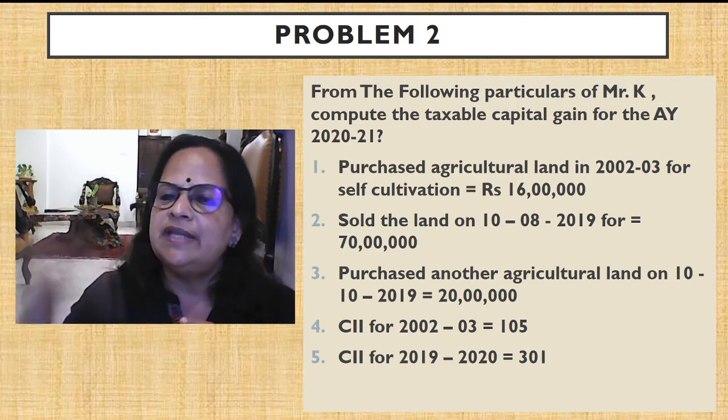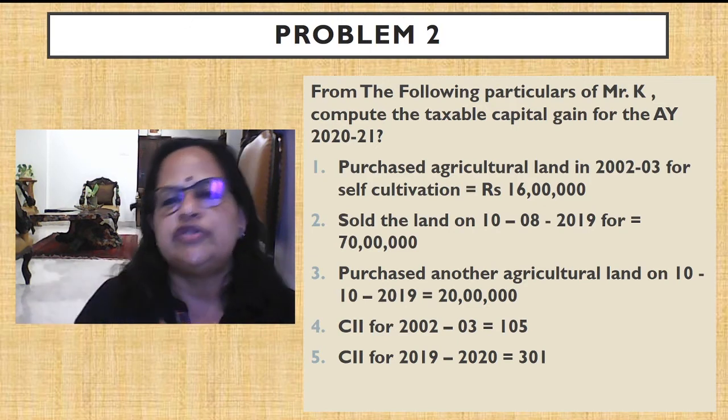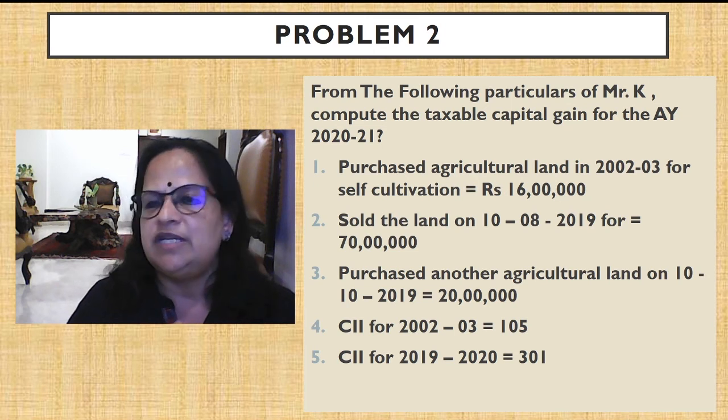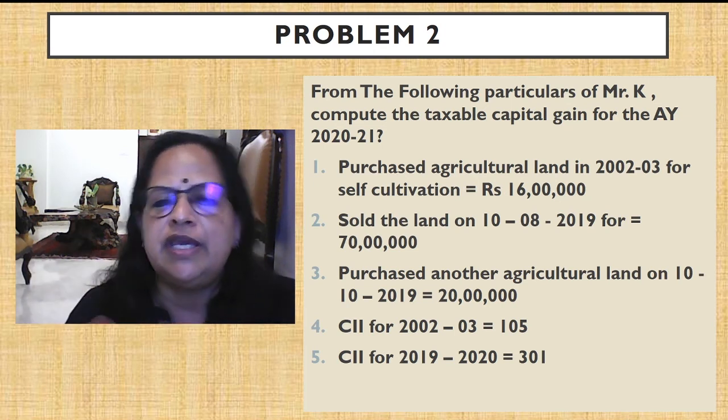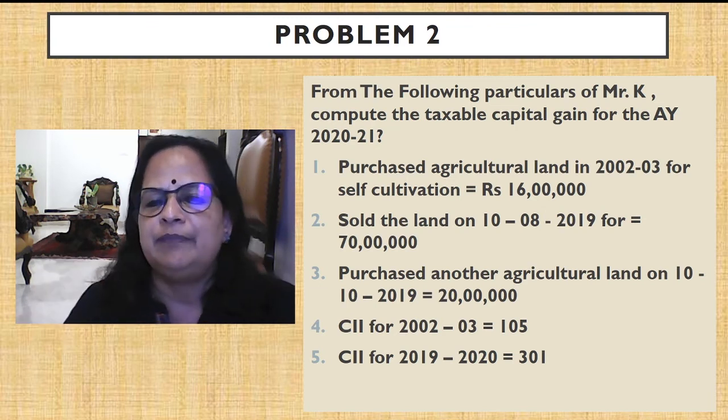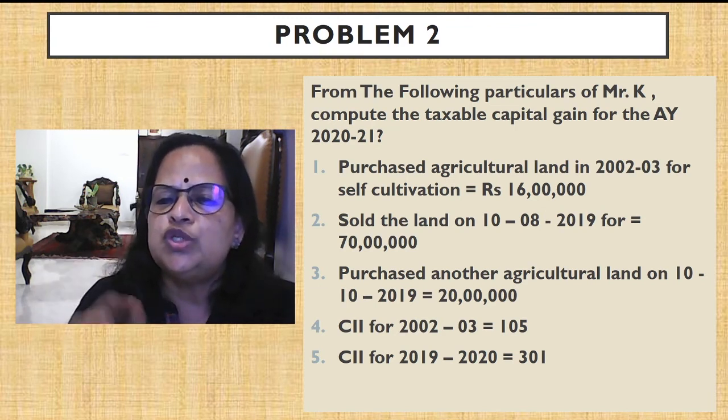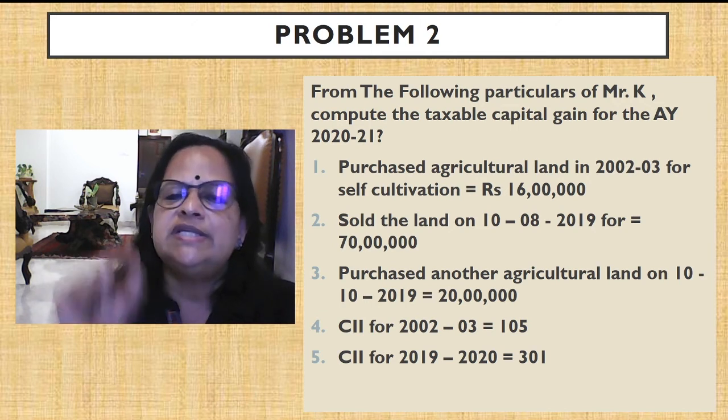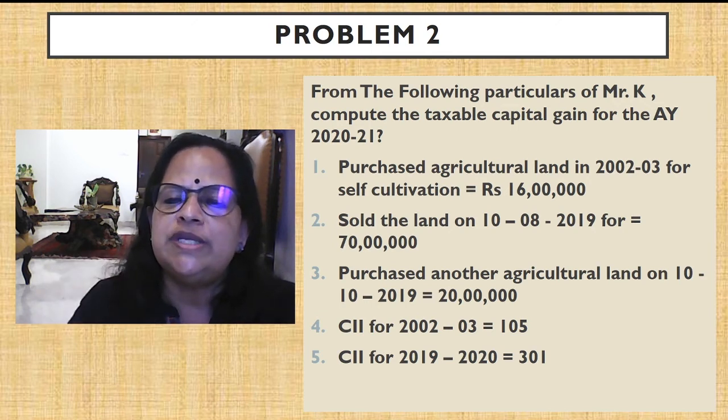Now, he purchased another agricultural land on 10/10/2019. You have to remember that a 2-year time period he can use. He is buying it within 2 months, so that exemption he can claim. Now CII for 2002-03 is 105. CII for 2019-20 is 301.